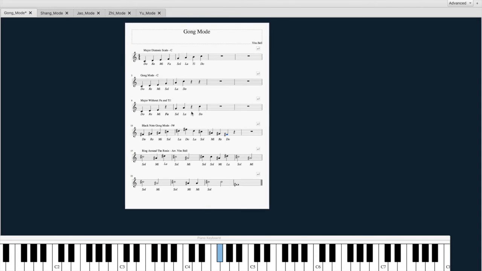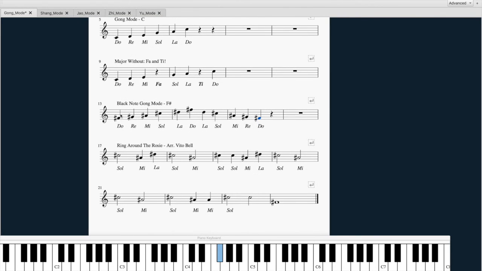I like to start off listening to the mode. I'll just play it a lot. So let's do that. Just listen to this with me. Try and just think about how this makes you feel, and how this sounds compared to a diatonic scale. All right, and we can listen to Ring Around the Rosie as well.